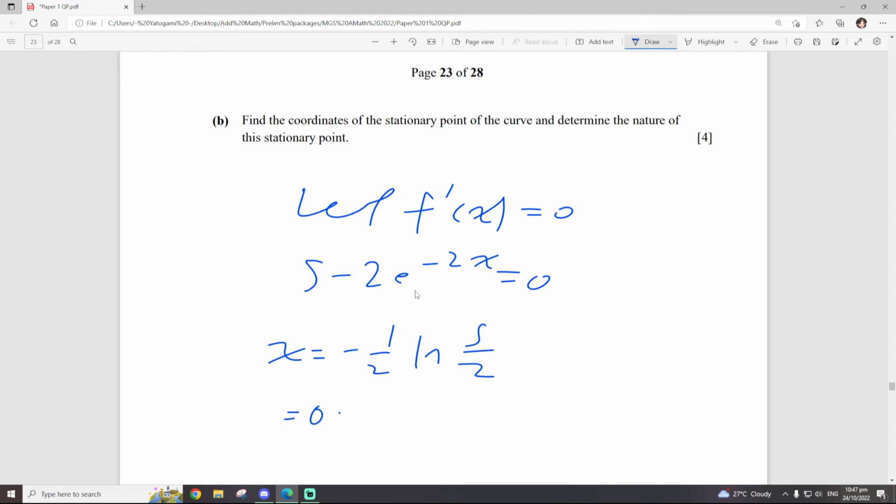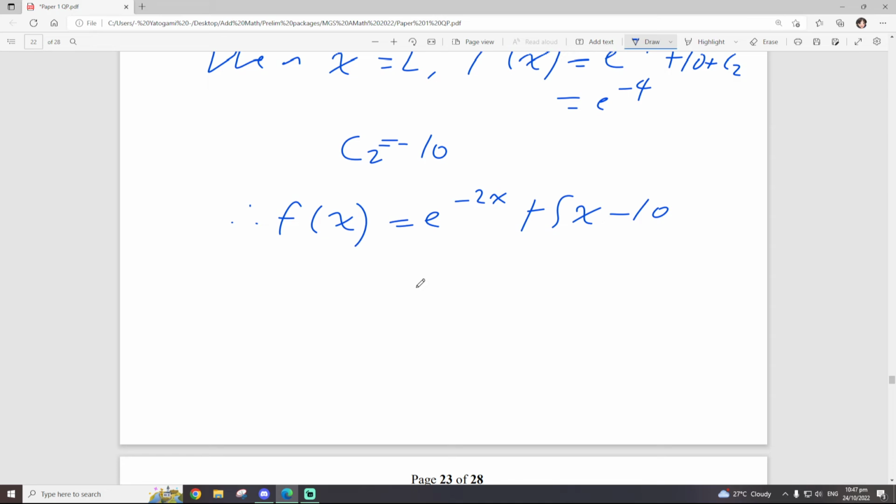Which is negative 0.45814 to 5 significant figures, or 0.45815, sorry. Okay, and we can find the value of y. y will be equal to, well, we can plug it back into here, so e to the minus 0.45815.